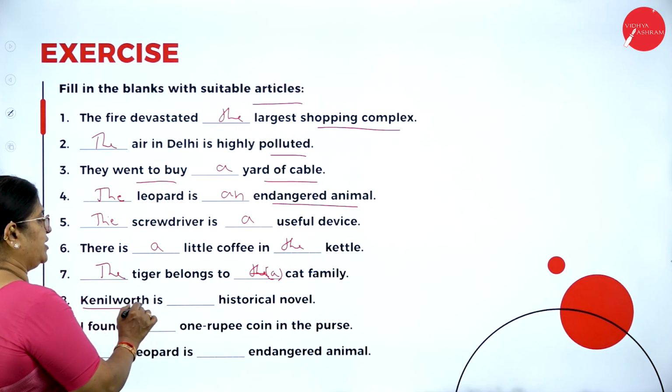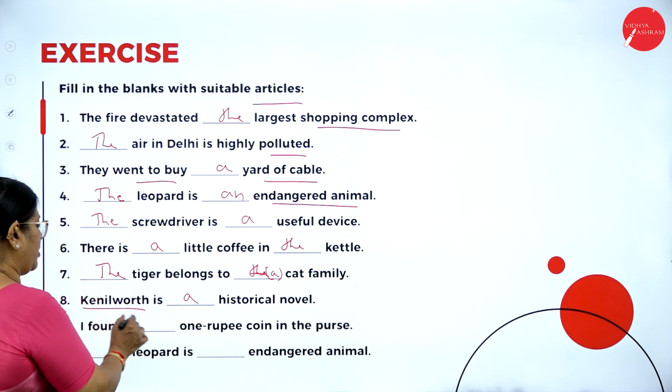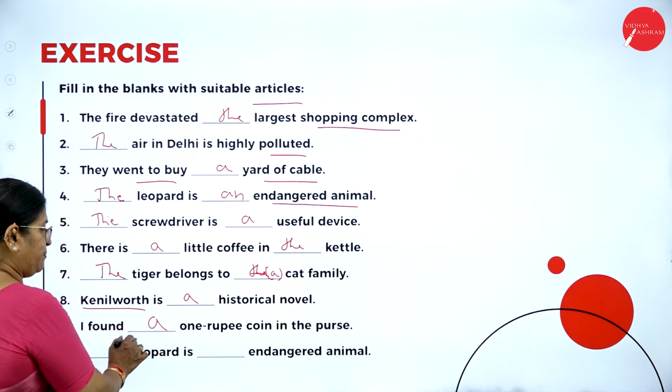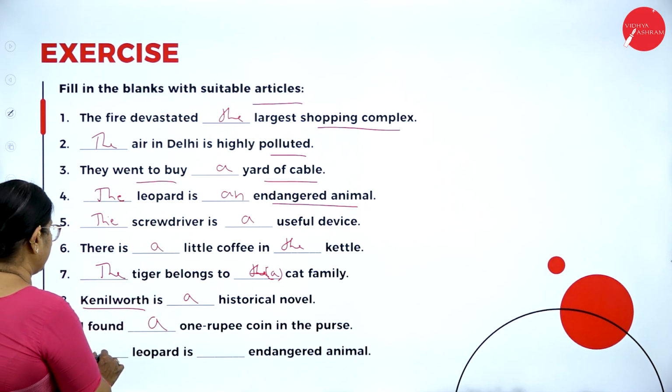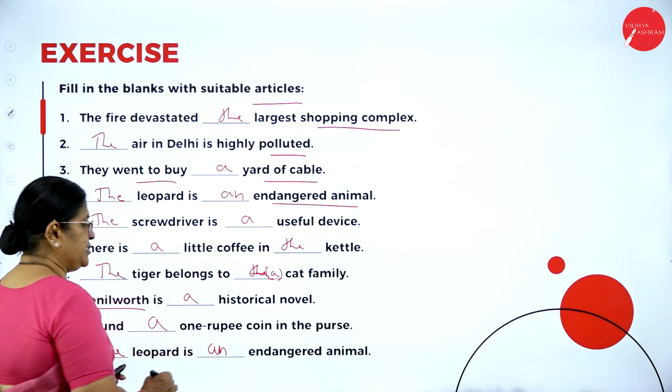Next, Kenilworth is a historical event. Next, I found a 1 rupee coin in the purse. Dash leopard is an endangered animal. The same thing is repeated here. The leopard is an endangered animal.